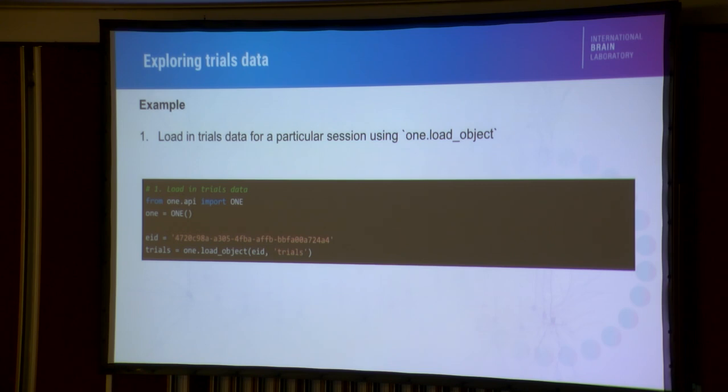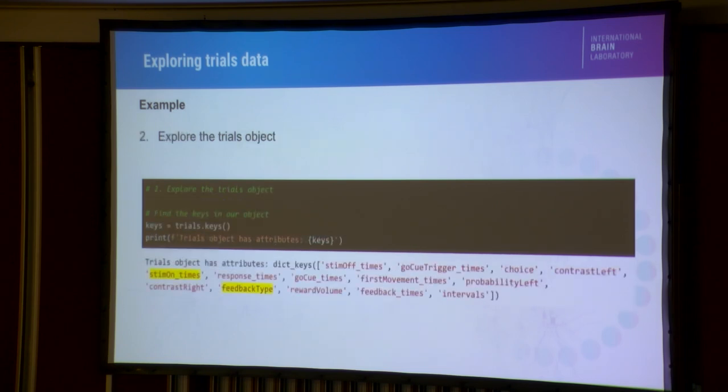To load in the trials data, we use the ONE load object method with an EID as an argument, and we want the trials object, and this is what we return. Now we are going to explore it to see what's inside. First, here we print the keys. You can see it has many keys that are the events that happen in the task. Here are two examples that are highlighted. First, the stim on times, which is when the visual stimulus appeared on the screen. And the second is the feedback type, which is whether the trial was rewarded or not.